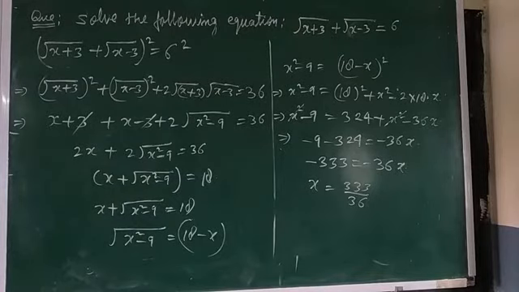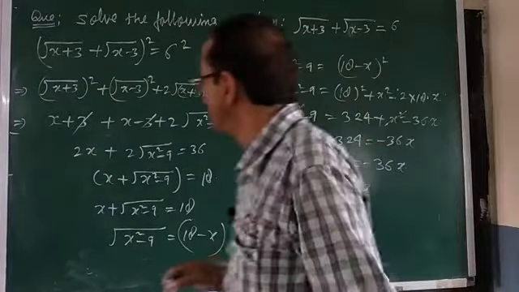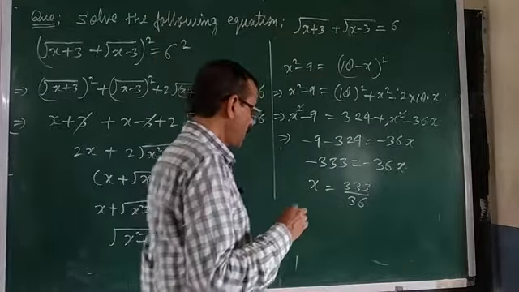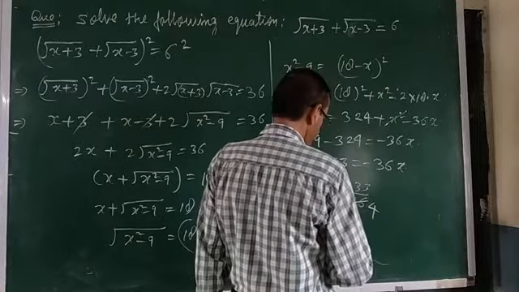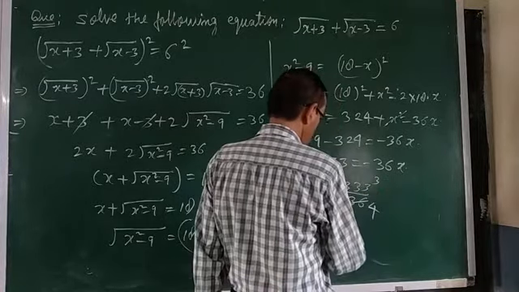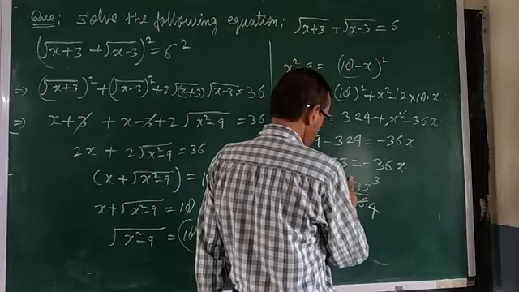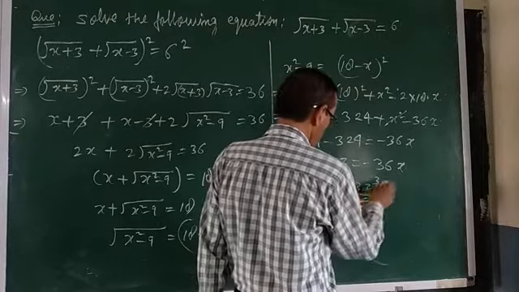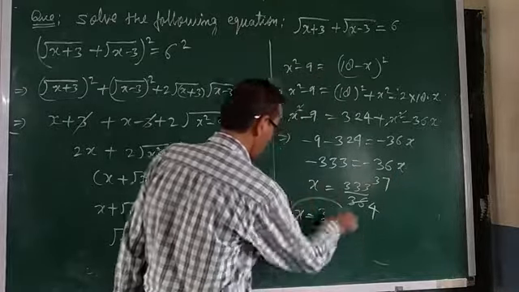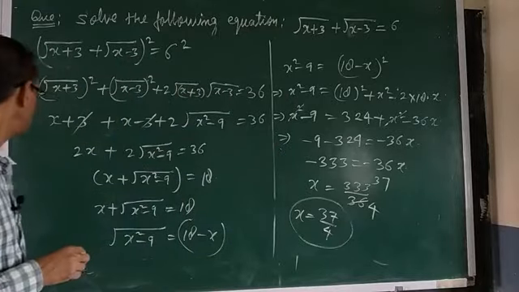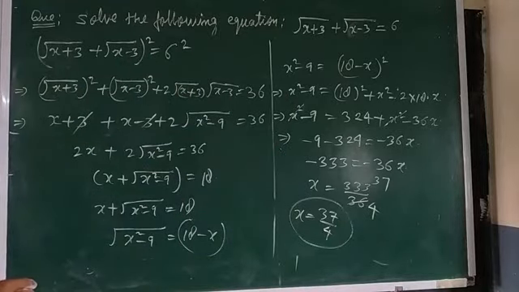So will it be reduced or not? Let's reduce that. If you are cutting by 9, 9 times 4 is 36, and 9 times 37 is 333. Yes, correct. X is equal to 37 upon 4. Now it cannot be reduced more than this. So we found that x is equal to 37 upon 4. This is the result of this equation.